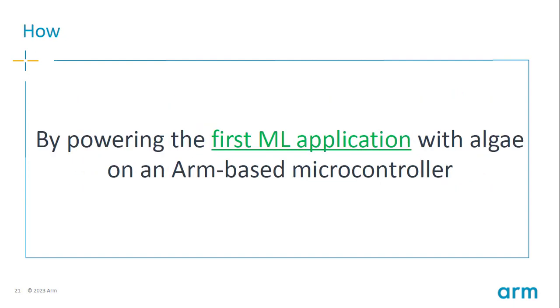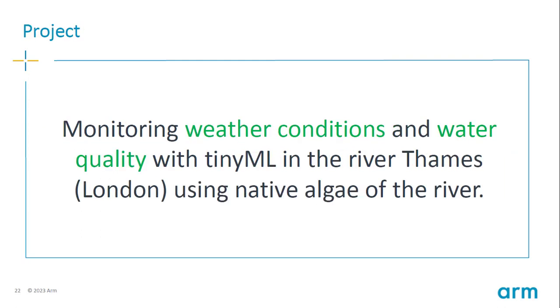How? We have powered the first machine learning application with algae using an ARM-based microcontroller. Today's microcontroller, so not something we're going to see in 3 years' time. Because the project is actually this. We want to monitor the weather conditions and the water quality with tinyML, on the River Thames in this particular case, because it's close to Cambridge, where we are all based, but using the native algae of the river.